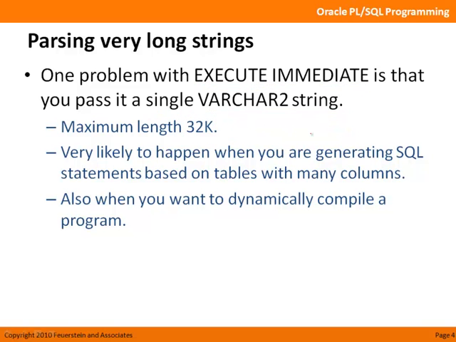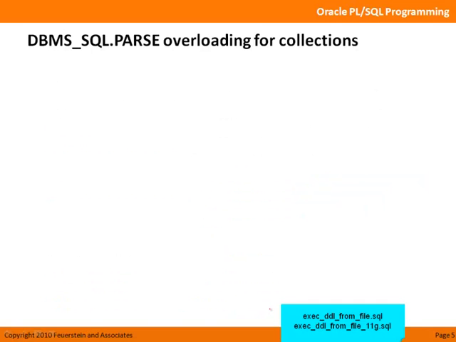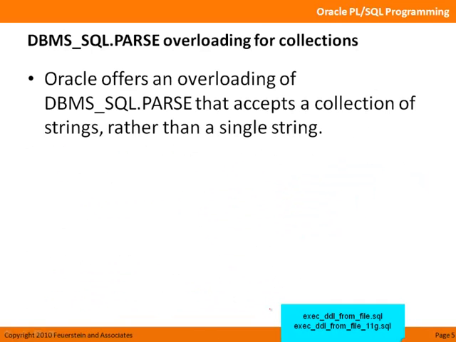But you might be generating SQL based on a table with many columns. You might be loading the contents of a file, for example, dynamically compiling a program. There are a number of scenarios where your statements can exceed 32K. So what's a person to do? Well, basically, if you're on 11G, no problem, because execute immediate now supports accepting CLOBs. Prior to 11G, it's time to switch to DBMS_SQL.